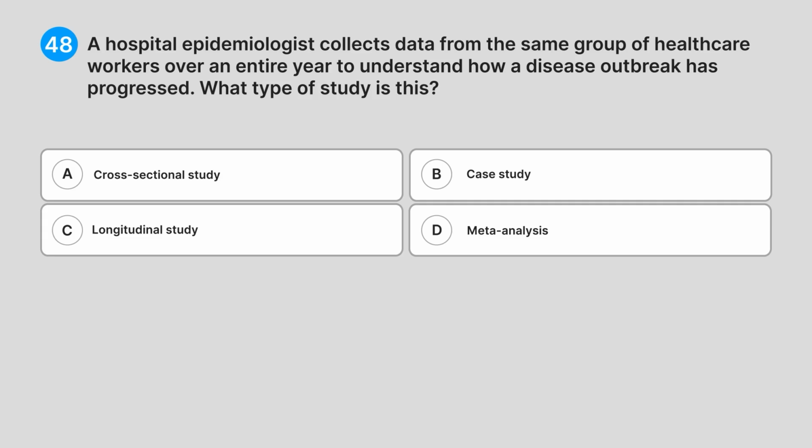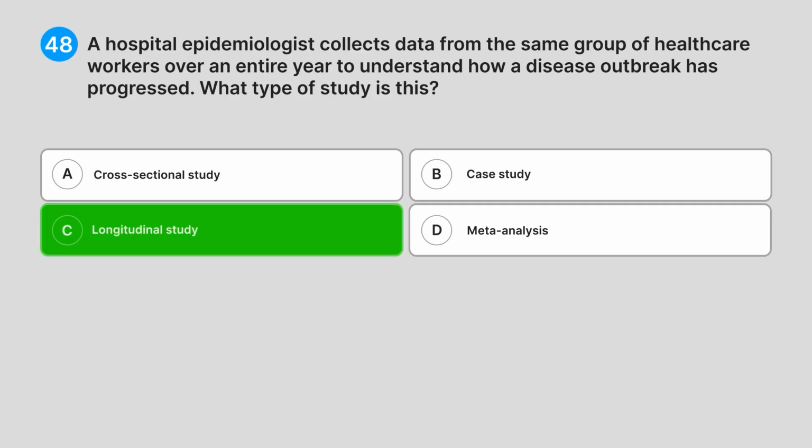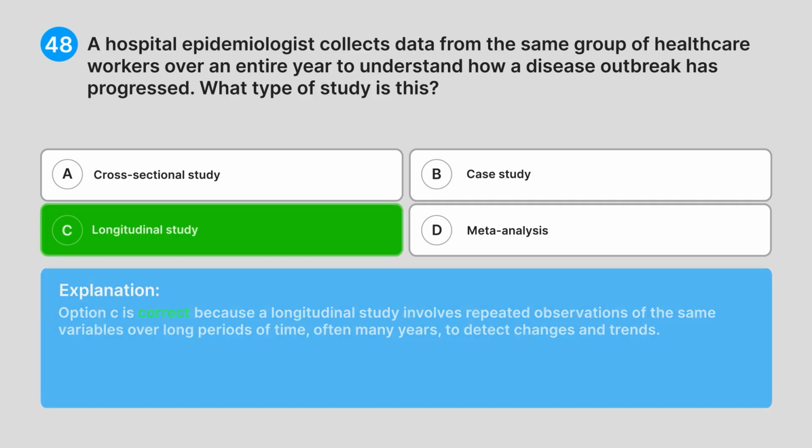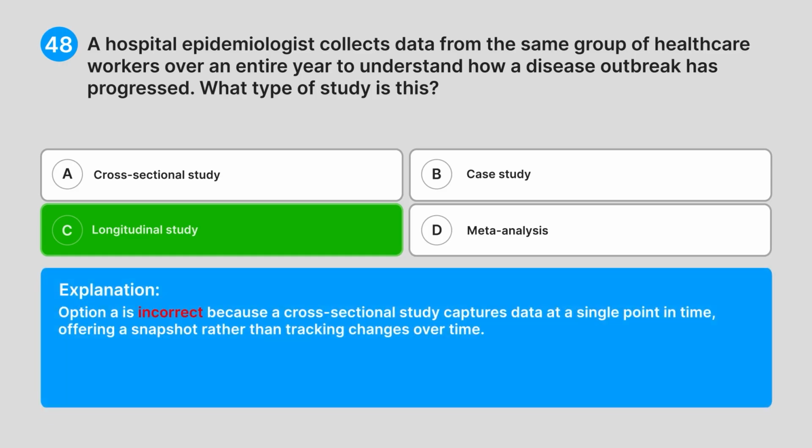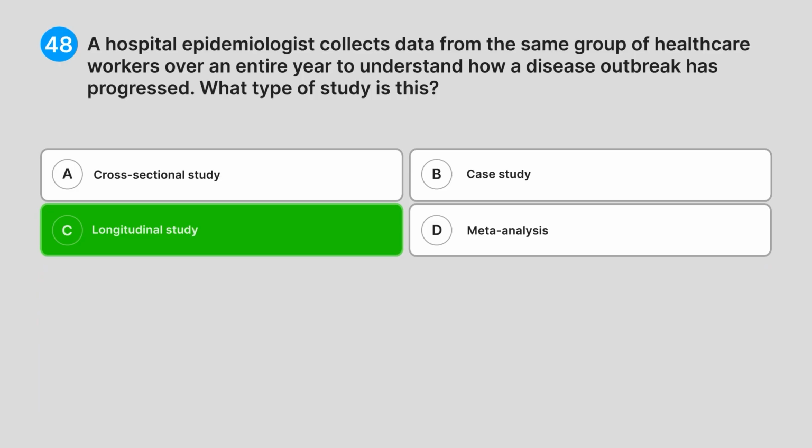Correct answer, C. Longitudinal study. Explanation: option C is correct because a longitudinal study involves repeated observations of the same variables over long periods of time, often many years, to detect changes and trends. Option A is incorrect because a cross-sectional study captures data at a single point in time, offering a snapshot rather than tracking changes over time.